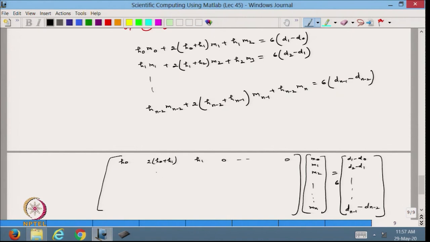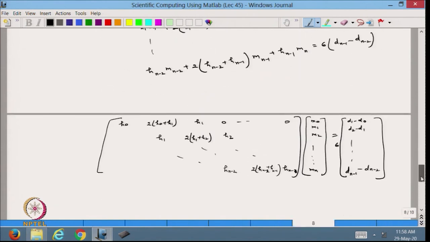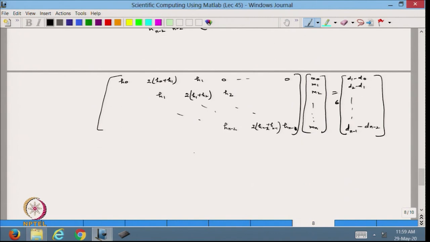The second equation starts from here, so this will be h 1, 2 times (h 1 plus h 2), and then h 2. So from here, if you see, h 2, h 2, and this is 2 times of this one. In this way, I can write that in the end I will get h n minus 2, 2 times of h n minus 2. So this h n minus 2 will come here, and this should be 1. So this will be n minus 1. So now from here, if you see, we will get this expression. I call this matrix A, so A into M is equal to B.